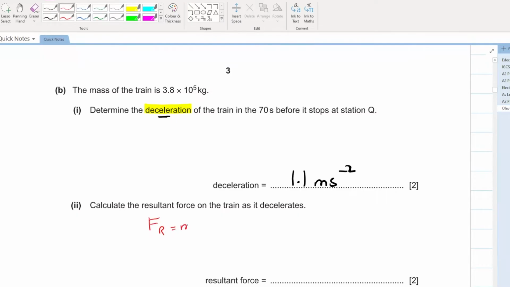Resultant force is equal to mass into acceleration. What is the mass? 3.8 into 10 raised to the power of 5. What is the deceleration? 1.1. Can you calculate the resultant force?